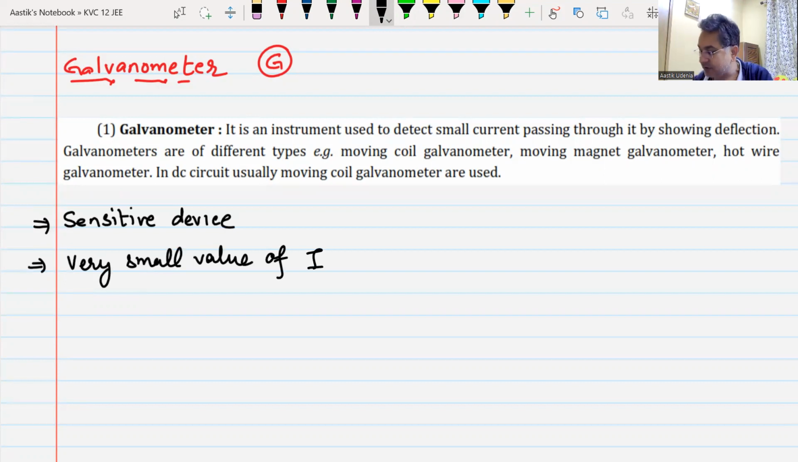Very small values of current it can measure. Normally, we use a galvanometer which is known as the moving coil galvanometer. Now, why is it known as a moving coil galvanometer?